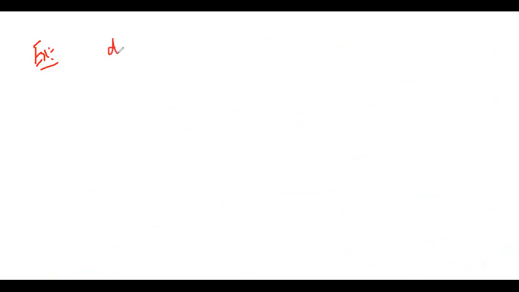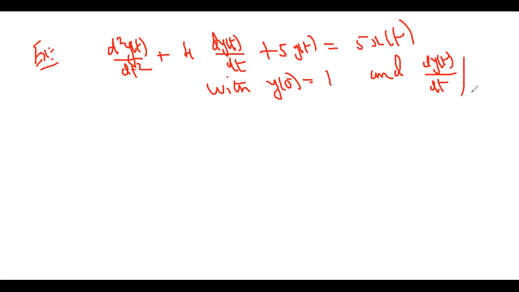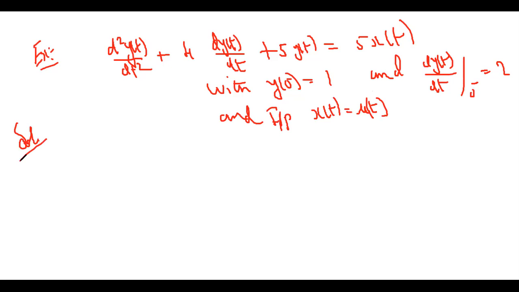Let us see here. The given differential equation is d square y of t by dt square plus 4 into dy of t by dt plus 5 into y of t is equal to 5 x of t, with initial conditions y of 0 minus is equal to 1 and dy of t by dt at 0 minus is equal to 2, and input x of t is equal to mu of t. This is the given example. Now solve the differential equation: apply the Laplace and then apply the inverse Laplace transformation also.